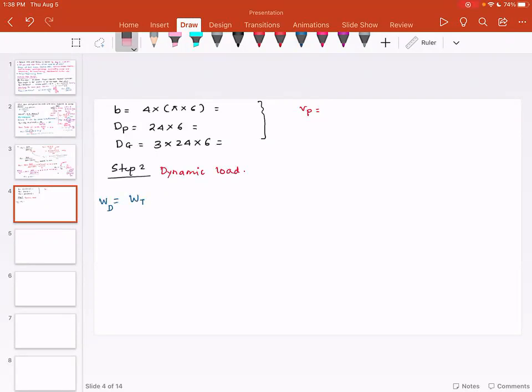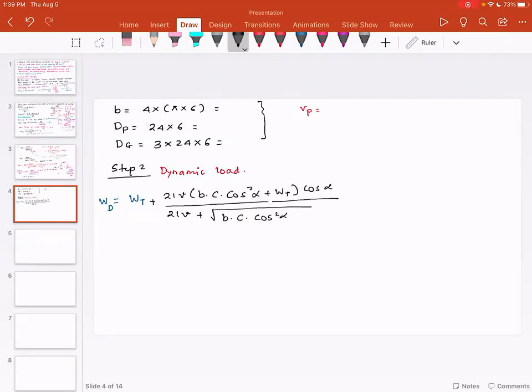is equal to WT plus 21V B C cosine square alpha plus WT cosine alpha divided by 21V plus square root of BC cosine square alpha plus WT.